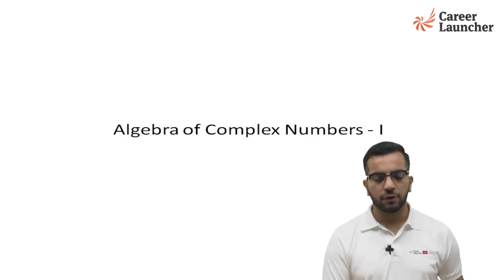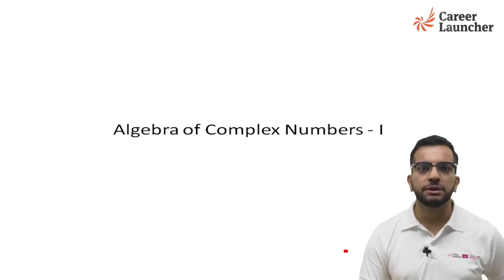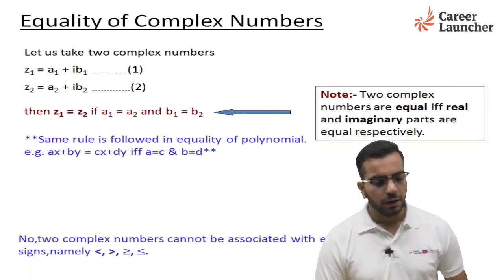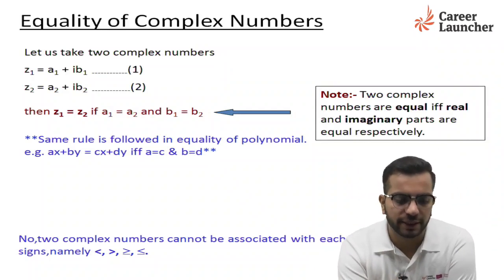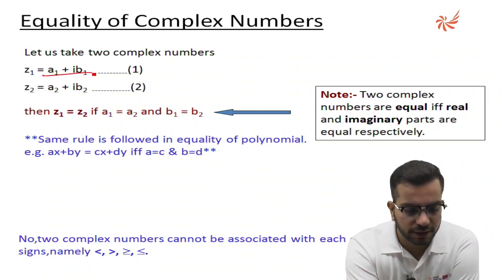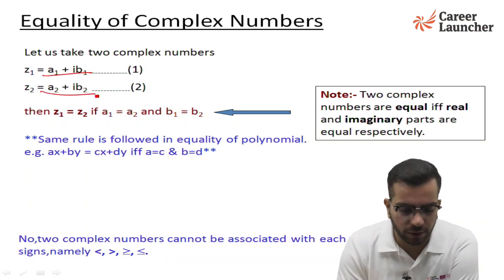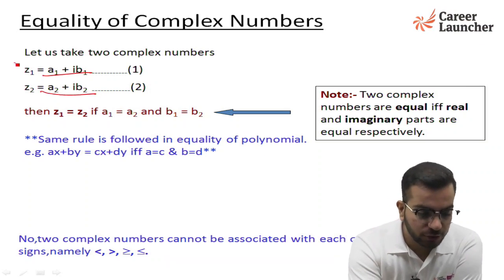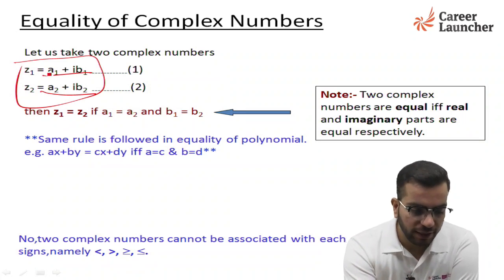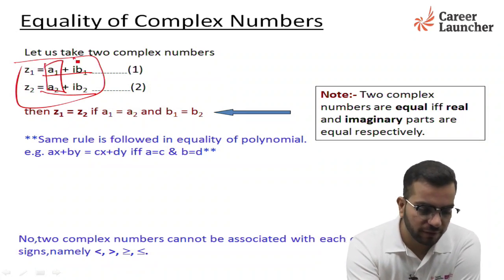Hello everyone, now we are going to study Algebra of Complex Numbers. The first part I am going to tell you in this video. Let me tell you equality of complex numbers. Let us take two complex numbers, a1 plus iota b1 and a2 plus iota b2. For these two complex numbers z1 and z2 to be equal, a1 should be equal to a2 and b1 should be equal to b2.